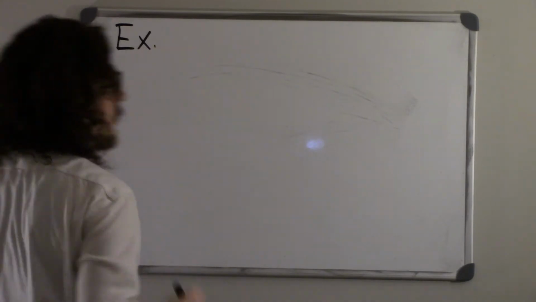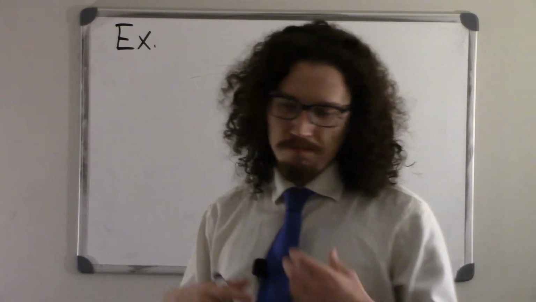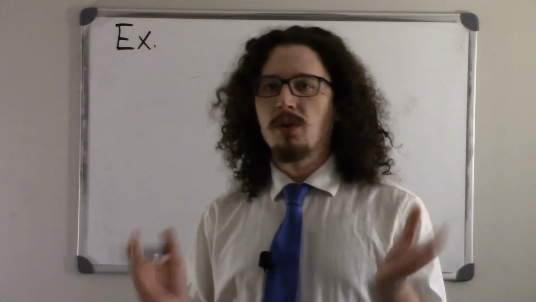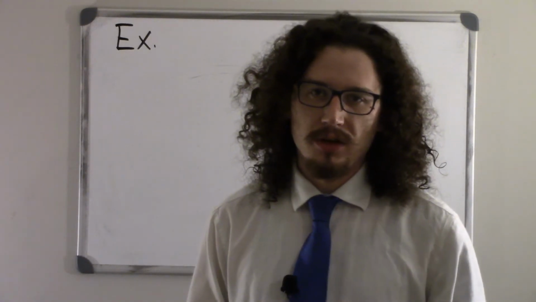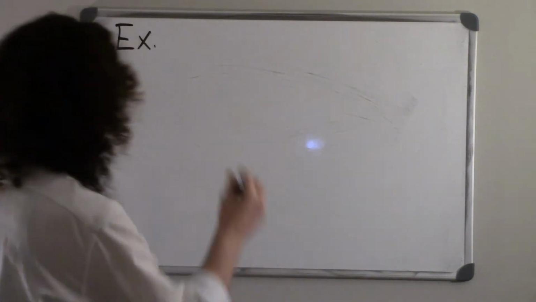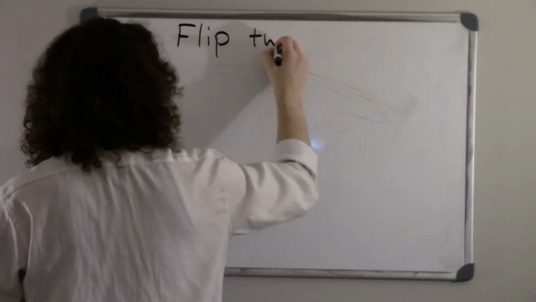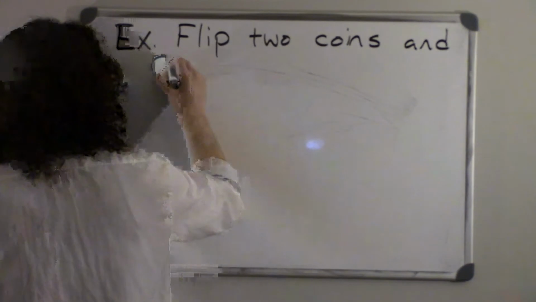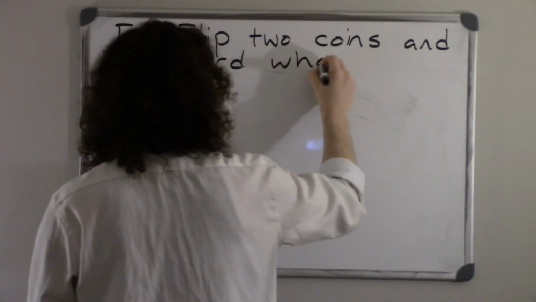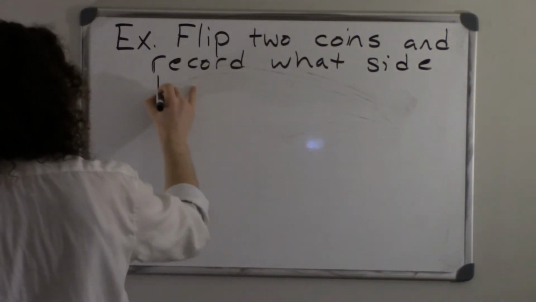All right, so now let's take a look at an example of a random experiment. Now, the ones that we are going to look at for the most part, especially in this chapter, are going to be very simple. And that's just because we want to keep it simple because we're just looking at these concepts, so we don't need anything necessarily complicated, right? But let's say that our experiment is that we flip 2 coins and we record what side they land on.